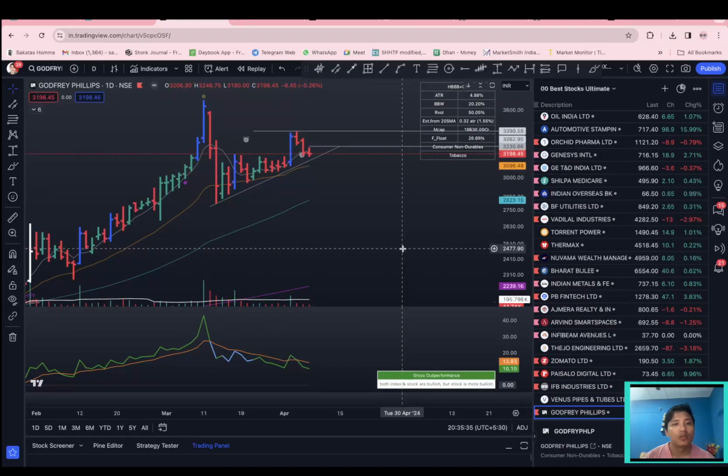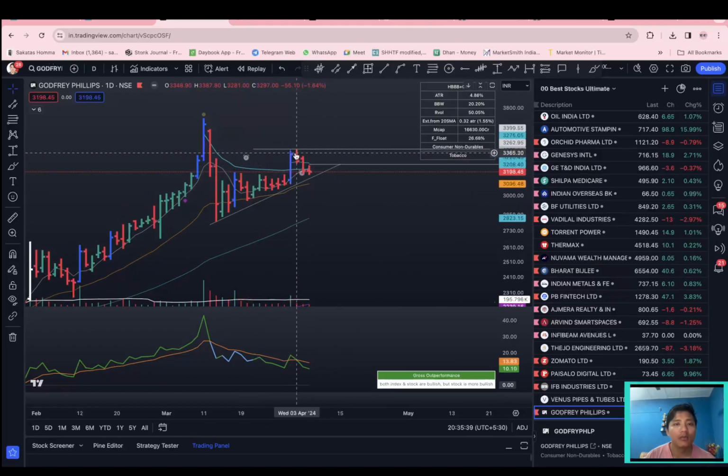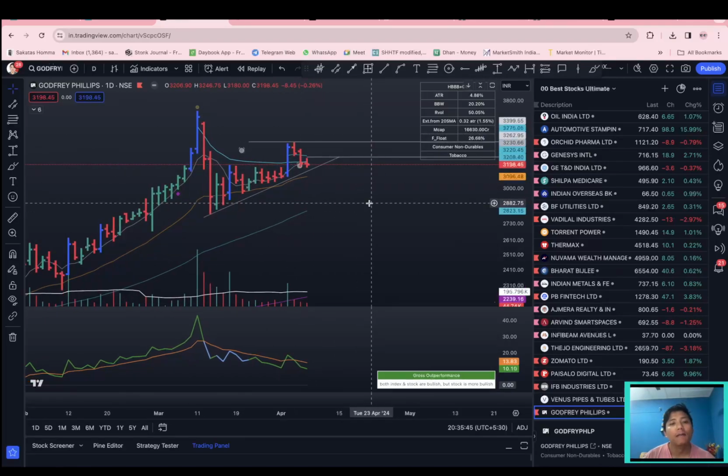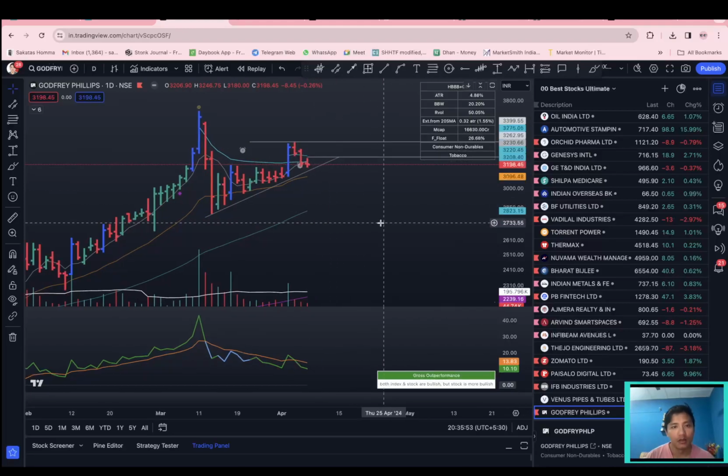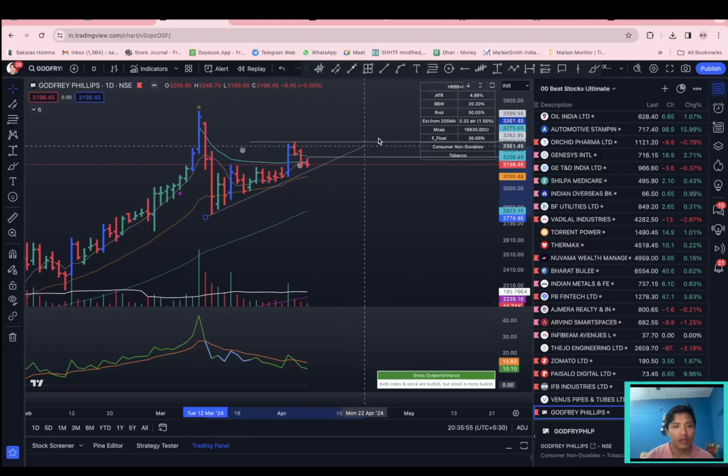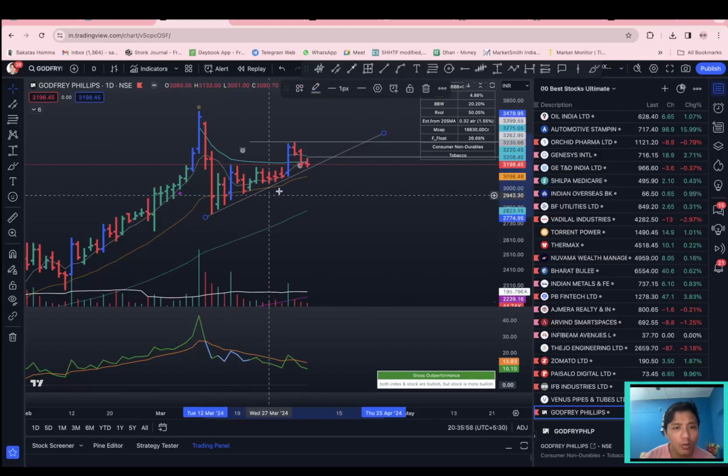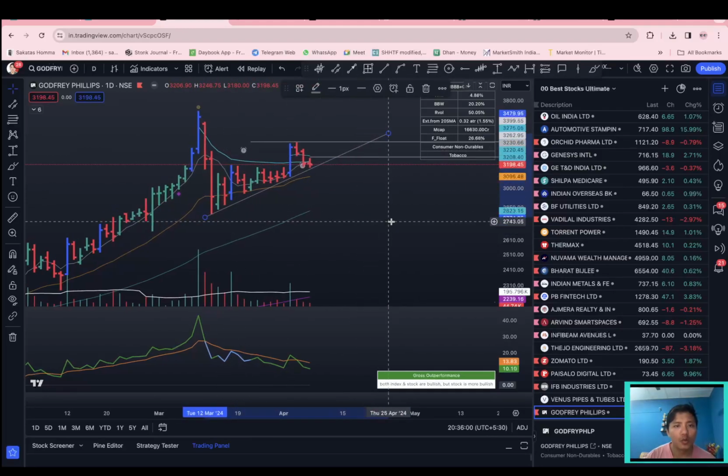So Godfrey similarly they broke out here, and my expectation was that it would at least give me another day of follow through, but it just did not. But hopefully, this candle is a very nice candle, very small range, and I'm hoping that we will get a reversal from here. We also have a very nice, what is this called, a supporting trend line also there.